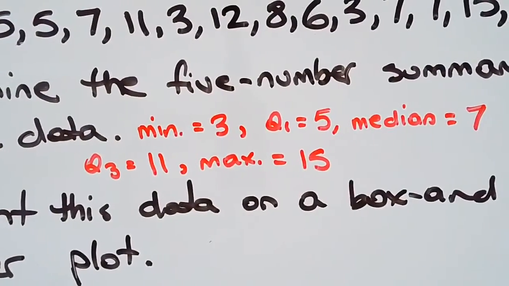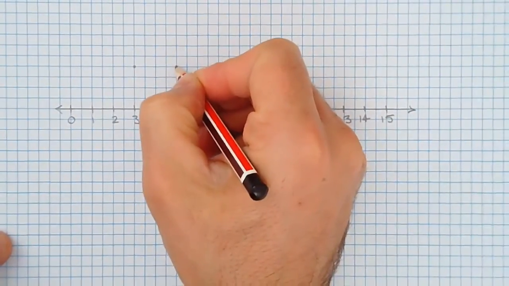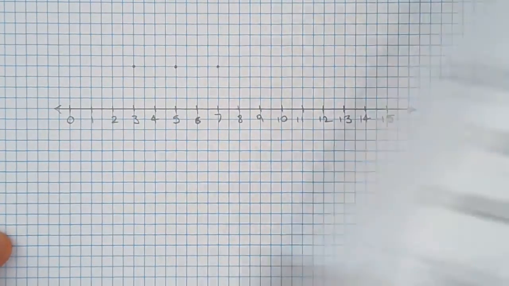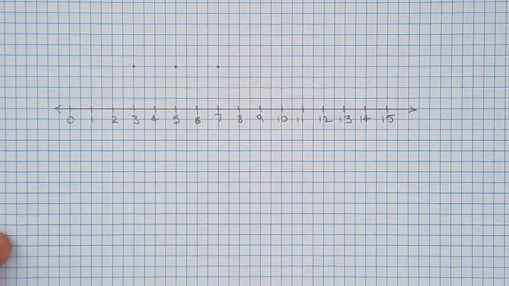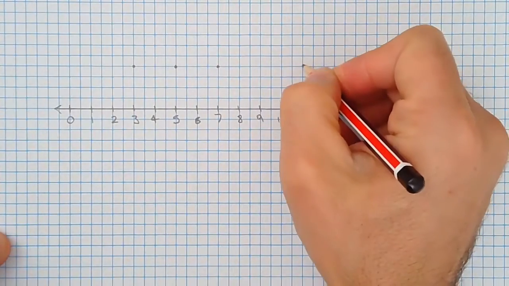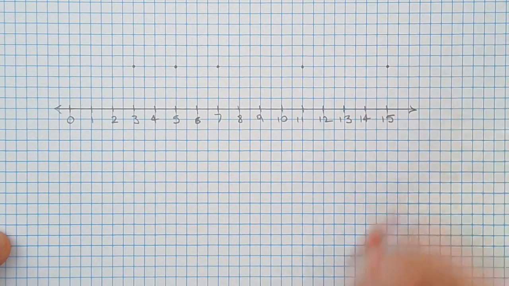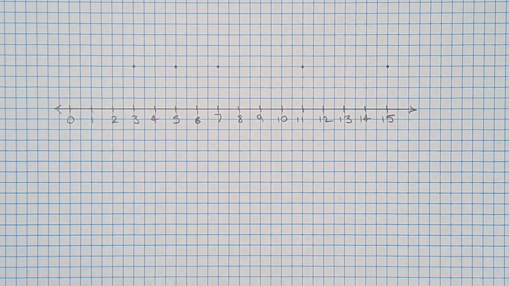Q1 is 5, median is 7, Q3 is 11, and the maximum score is 15. So we now have our 5 very important points, our 5-number summary. Now we can proceed to draw the box and whisker plot.